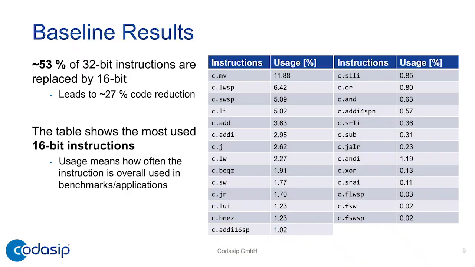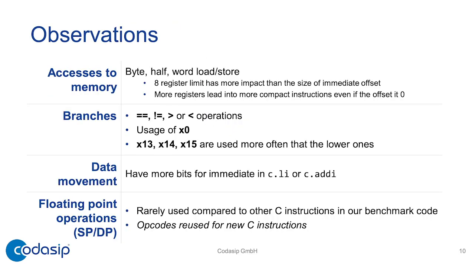This is not a big surprise. You have loads, stores, moves, load immediates on the top of the list, and on the bottom you have the floating points, because not that many benchmarks use a float. So this is something that everyone would kind of expect.